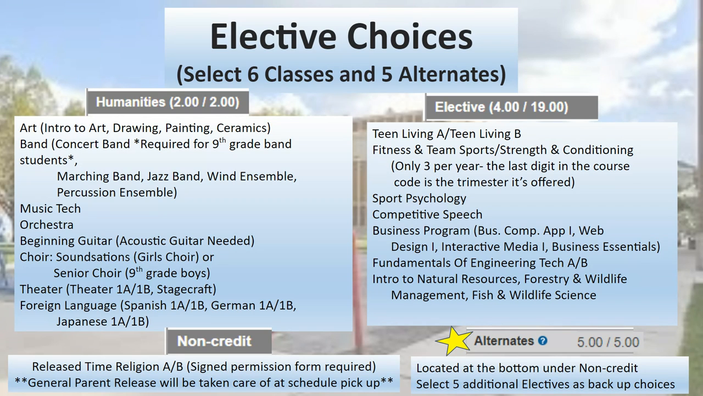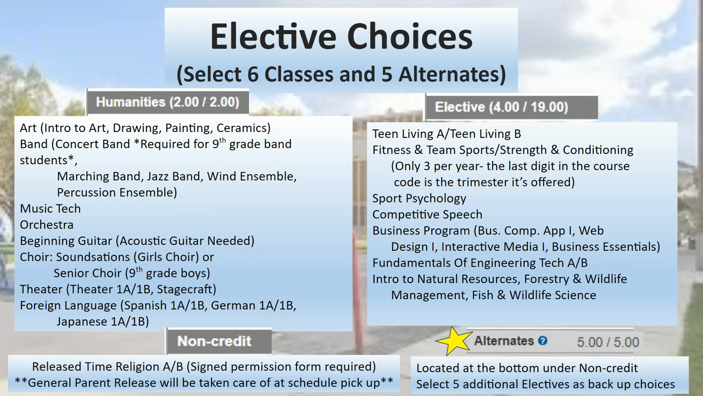For students who are going to be taking seminary, the LDS release seminary next year, we do have that available for you to course plan for next year. That will be at the bottom under non-credits. Those two are not paired together. So if your student is taking both sections, they need to do both the A and the B, and we will need a signed permission form, the religious release form, returned to the school.